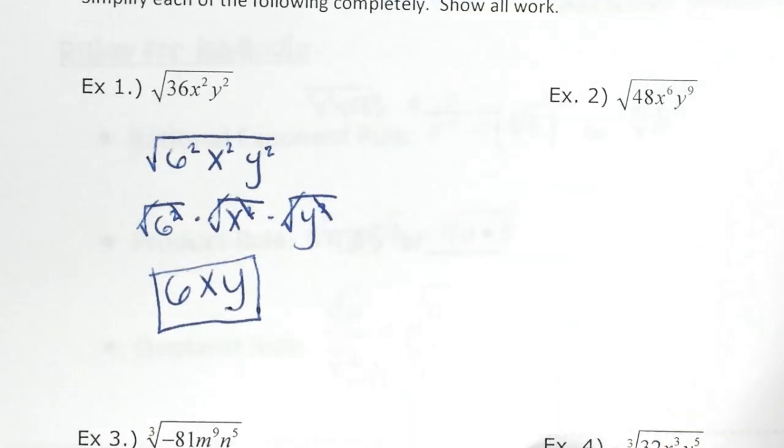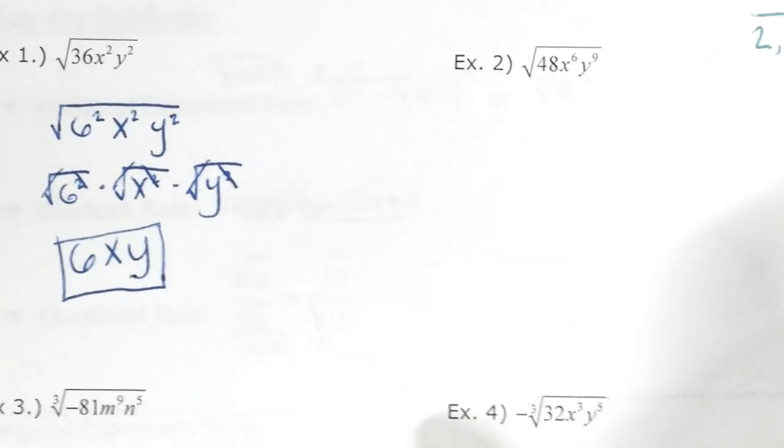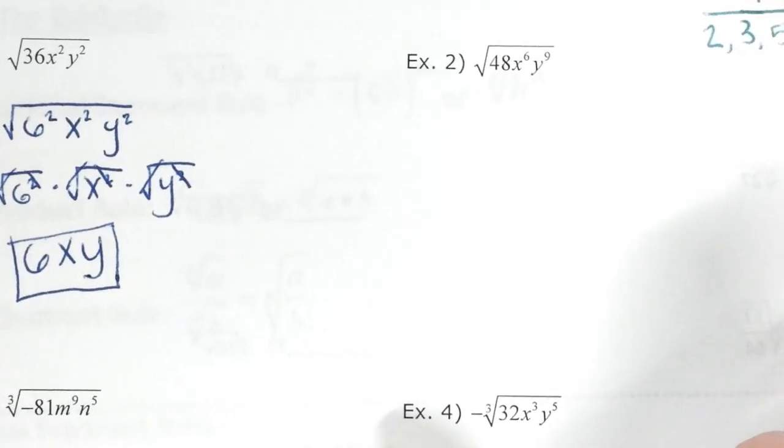So let's look at example 2. Is 48 a perfect square? No. So you could type the square root of 48 in your calculator. It's going to give you a decimal. Do not put decimals on anything today. We're not doing decimals. We're doing simplified radicals.